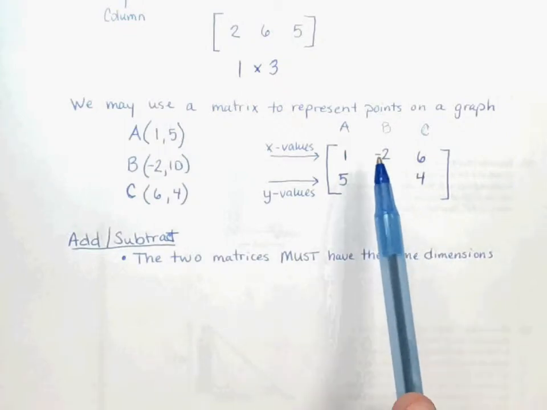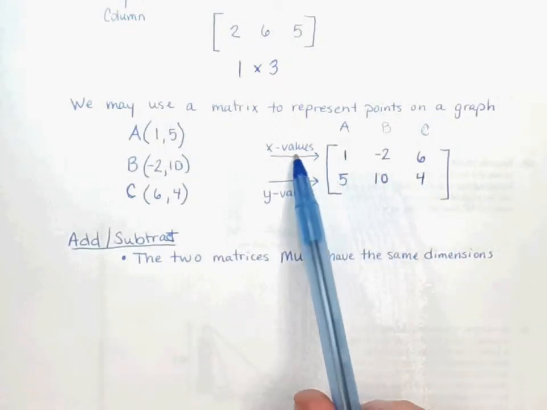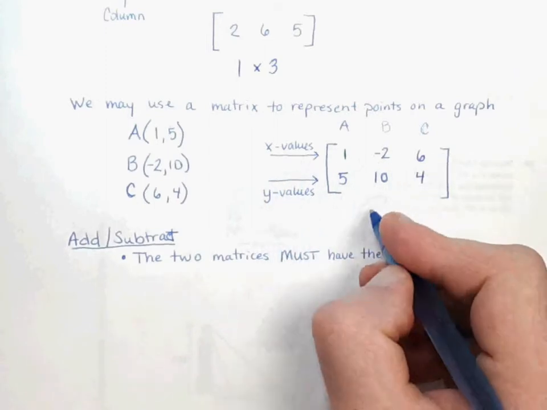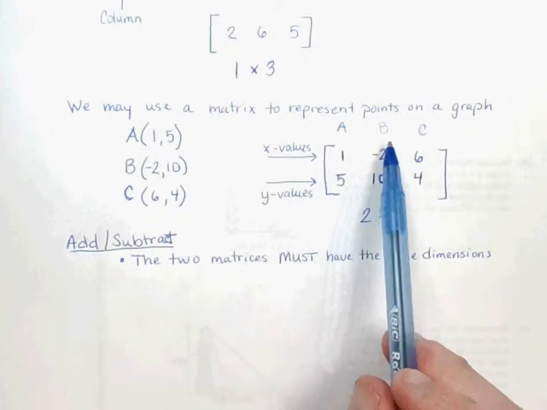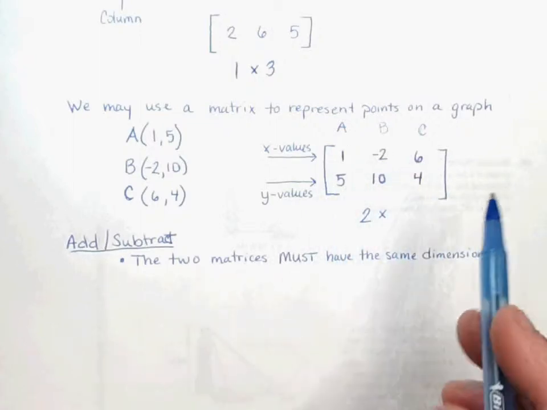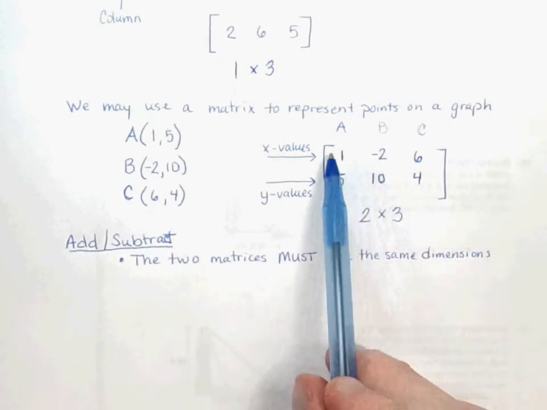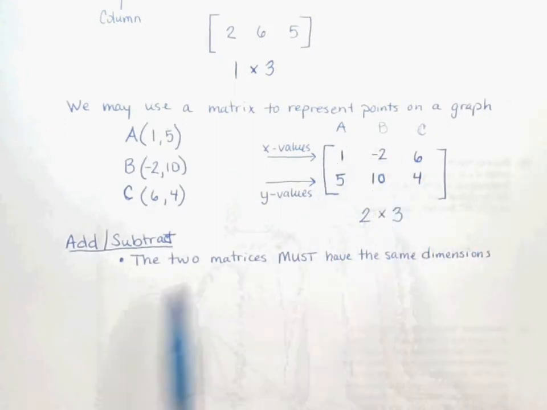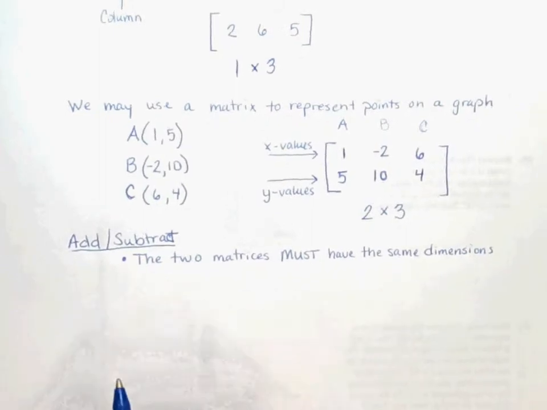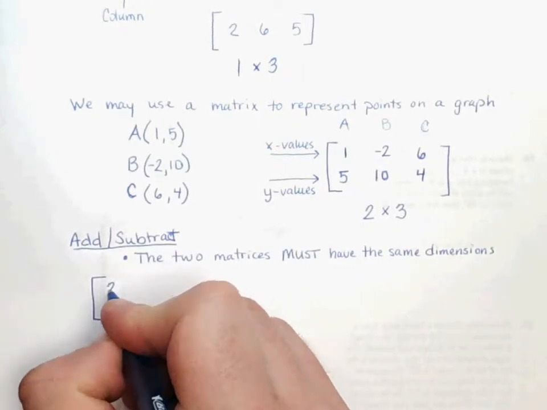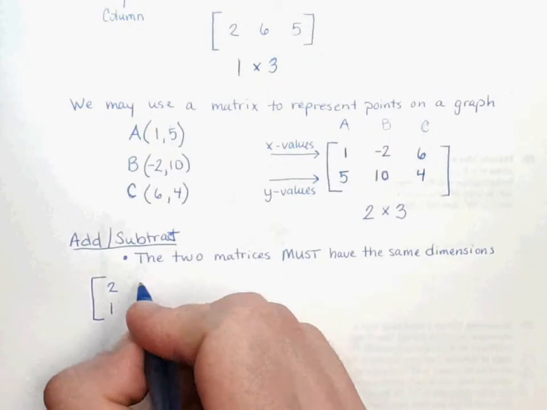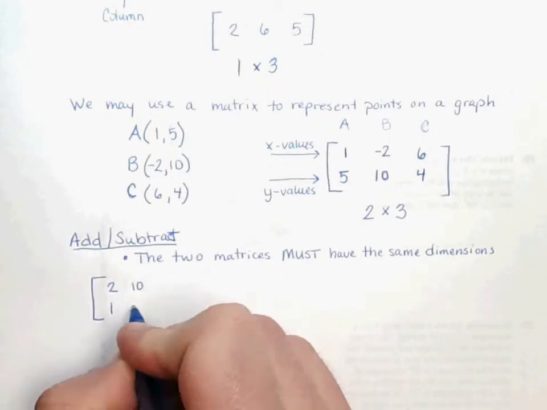In order to add or subtract two matrices, they must have the same dimensions. So let's look at this matrix up here. This matrix had 2 rows and it had 3 columns. So our matrix up here was a 2 by 3 matrix. So if I wanted to add a matrix to that, it would have to be a 2 by 3. So for example, let's say we have this matrix: 2, 1, 10, 4.